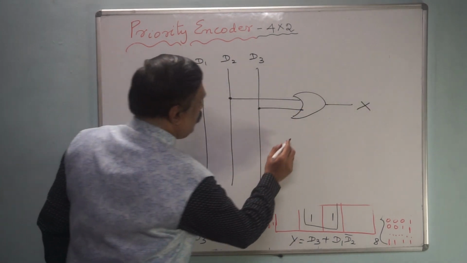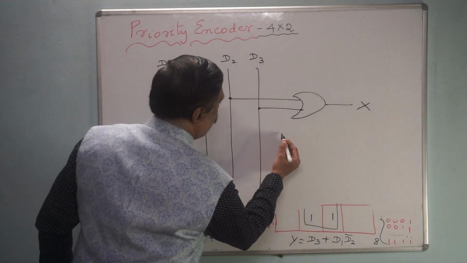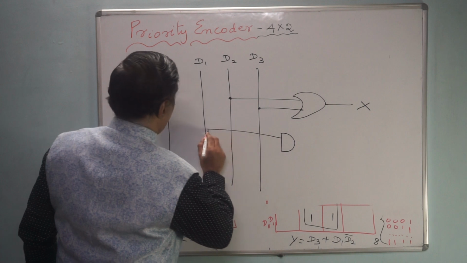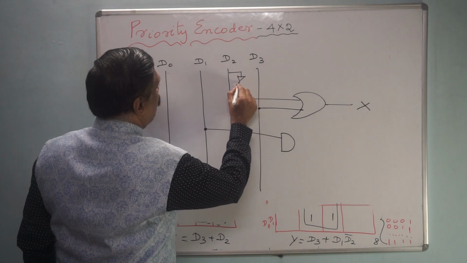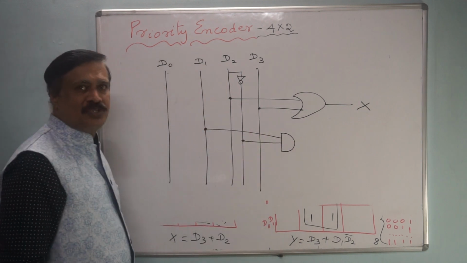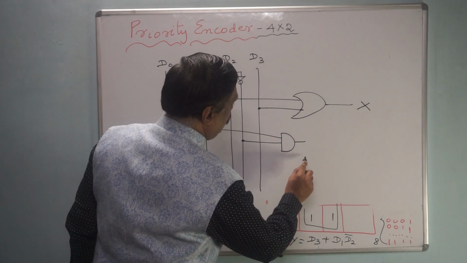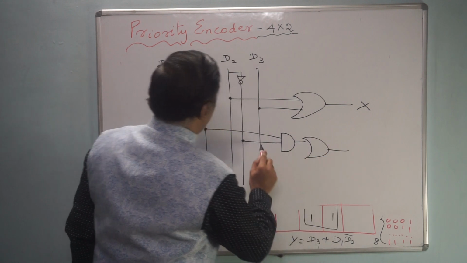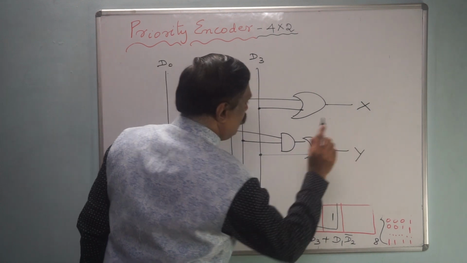And for Y, there are two terms. Therefore, you have to go for an AND gate. First you go for an AND gate, with D1 and D2 complement. Therefore, you connect one NOT gate here. Now here D2 complement, which is ORed with D3. This output is ORed with D3. Therefore, you put one OR gate, and you put D3 here. This is your Y.